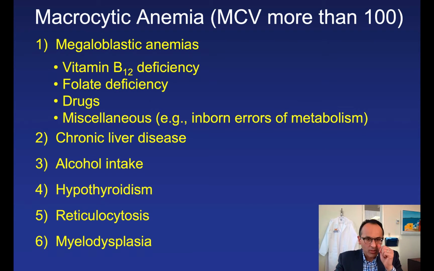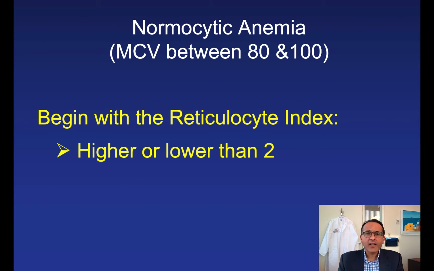And you need a bone marrow to confirm that. So once you have this list, you can then do all the necessary testing to rule them in or out. And then finally, we'll end with normocytic anemia. This is where the MCV is between 80 and 100.